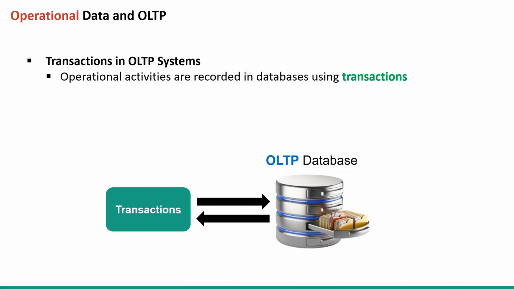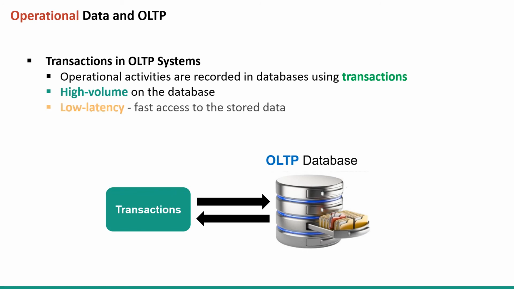Another thing that characterizes an OLTP system is the number of transactions. Those transactions can create a high volume on the database when added, updated, or deleted. Just think about how many people are using their credit cards in 1 hour. It can be millions of transactions, and everything should be recorded without mistakes in real time. Secondly, the expectation from applications using this operational data is low latency, meaning fast access to the stored data.